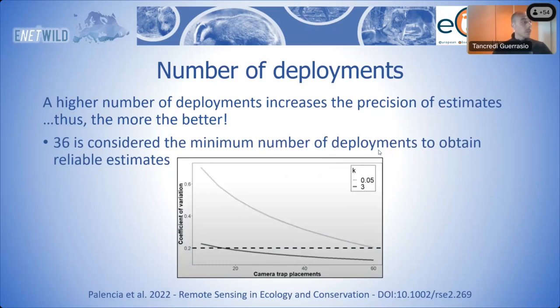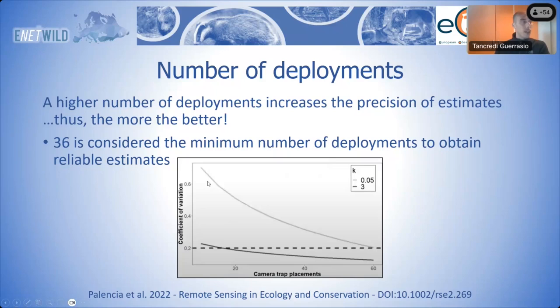However, as you can see here from this graph, which was taken from the paper I mentioned before, from Palencia and others, here you can see how the coefficient of variation, therefore the precision of the density estimates, changes with respect to the number of camera trap placements. So a higher coefficient of variation means a lower precision. So the lower the coefficient of variation is, the higher the precision is. And 0.2, as you see by the dotted line, is considered a good precision level that can actually be used for management purposes and so on.